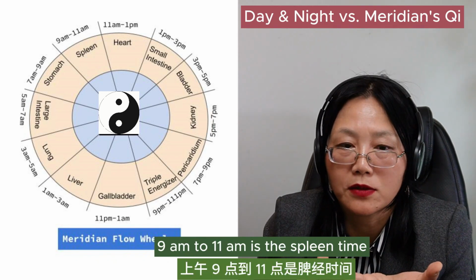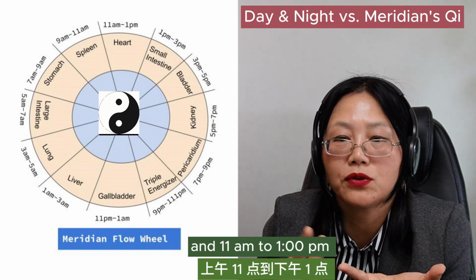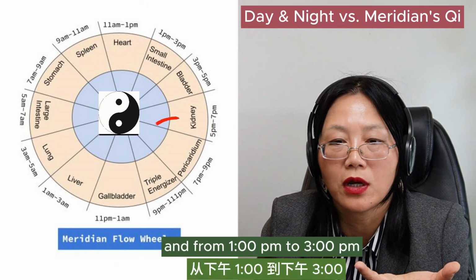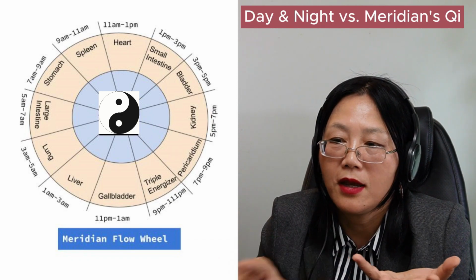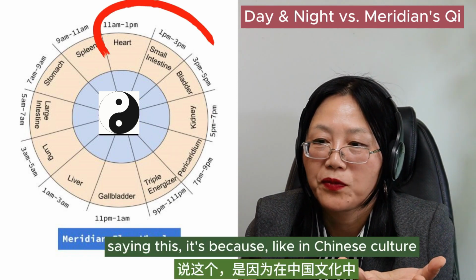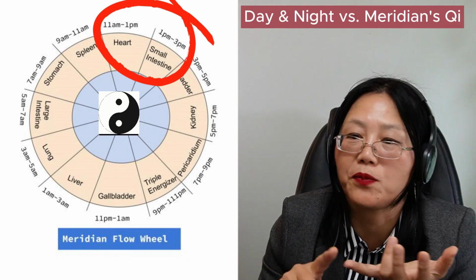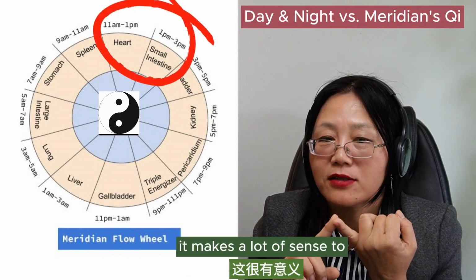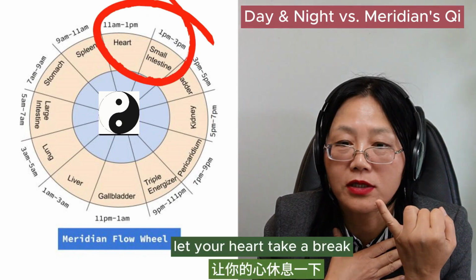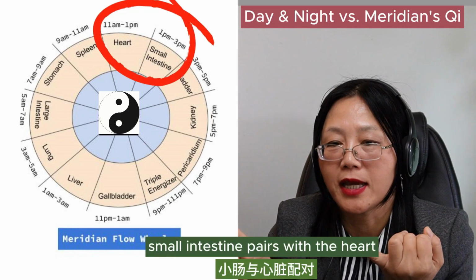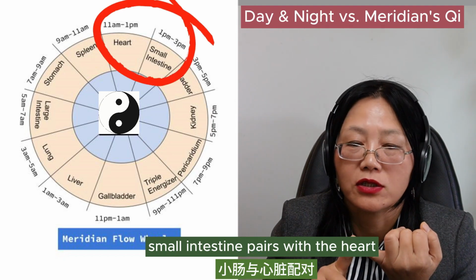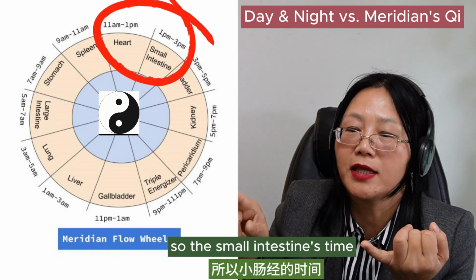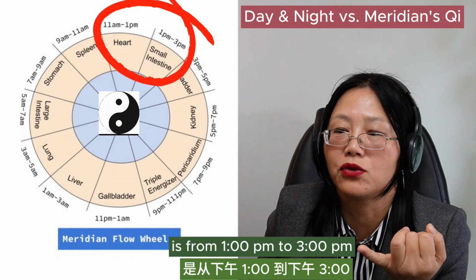9 to 11 is the spleen, and 11 to 1 o'clock is the heart time. And from 1 o'clock to 3 o'clock, it's the small intestine. We say this because, in Chinese culture, people like to take a nap. It makes a lot of sense to let your heart take a break. Small intestine is paired with heart. If the heart is yin, small intestine is yang. Small intestine time is from 1 o'clock to 3 o'clock.